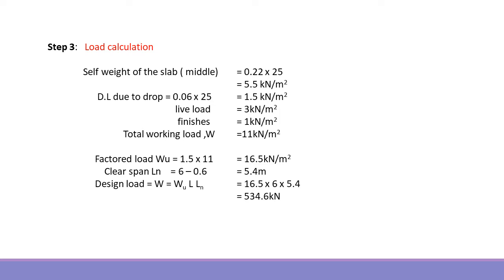Then finding out the clear span value. So Ln is equal to 6, our panel size, minus 0.6, our column size. So 6 minus 0.6 is equal to 5.4 meter. The design load is Wu into L into Ln. This formula is in our code book, page number 55, so mark it. Then W is 16.5, L is the span length 6 meter, and Ln is 5.4 meter. So the design load is 534.6 kilonewton.